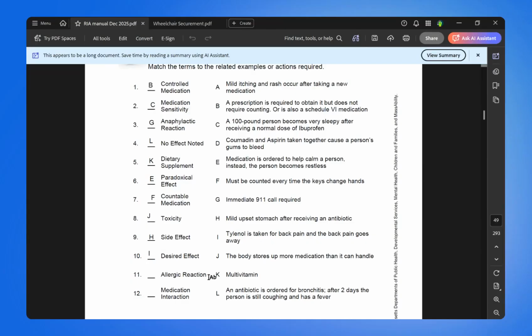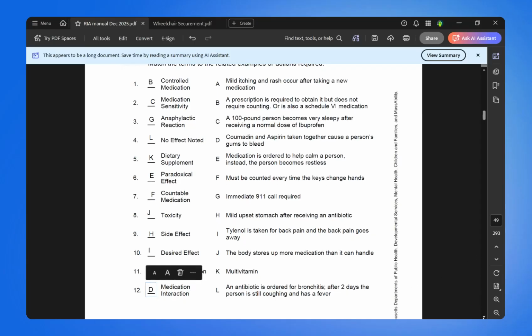Allergic reaction. So this is going to be more of a rash. Here it is, A, mild rash occurring after taking a medication. That always bears very close watching, though, because it could turn into an anaphylactic reaction. And medication interaction. So Coumadin and aspirin taken together cause a person's gums to bleed. That would be D, mild medication interaction.